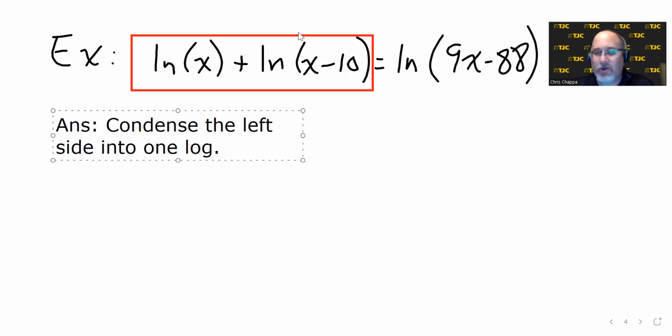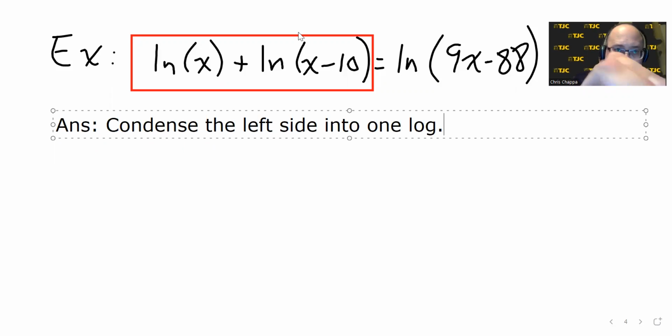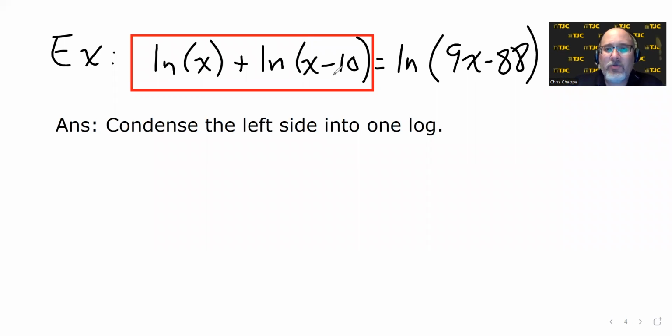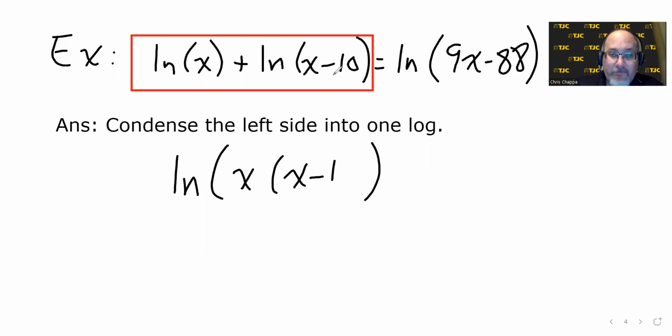I know there's at least one homework problem where you have to use the quotient rule. Keep an eye out for it. If we condense the two logs that are in the red box, we can write one logarithm and multiply the two logarithms' arguments. The first argument is x, the second argument is x minus 10. And so there's the left side condensed into one log, and that's still equal to the right side.